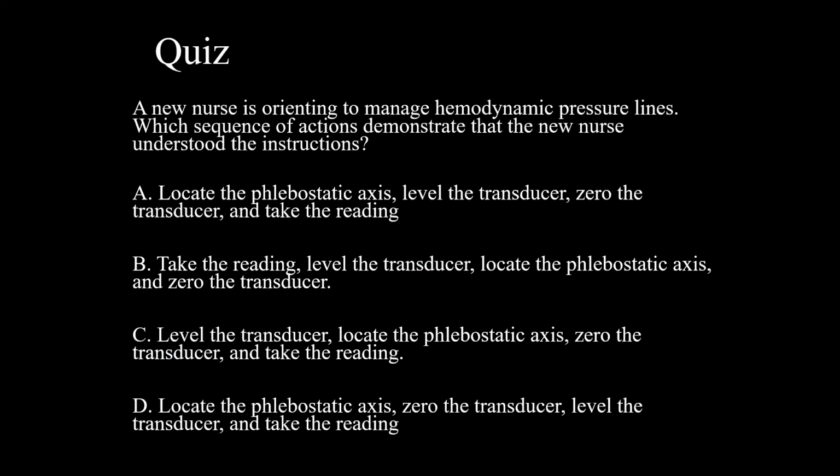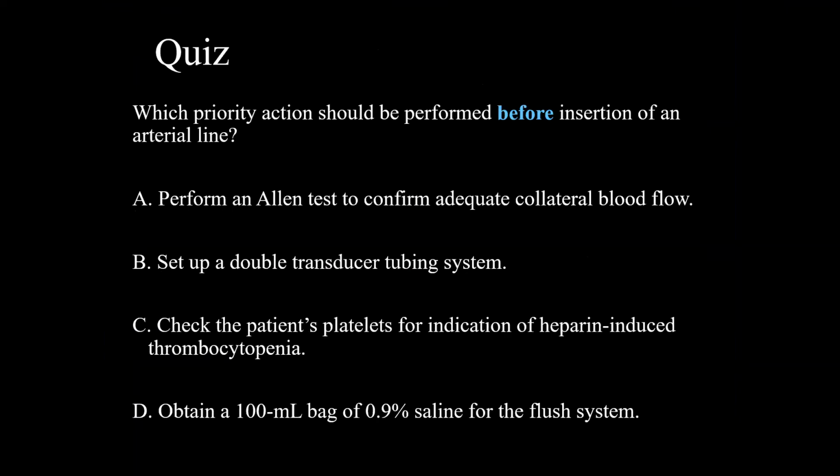Okay, good. Which priority actions should be performed before inserting an art line? A. Absolutely. Now you might say to me, well, Lorraine, I want to know the platelet. And you're definitely going to do that, but these are all right. Set up the double transducer, get the saline, it would be 500 of saline. You would do all that, but the priority is to see if they have adequate blood flow. No one's sticking them in the artery if they don't have adequate blood flow. So don't bother setting stuff up, don't bother looking at the platelets. You're not going to even stick them if they don't have adequate blood flow.